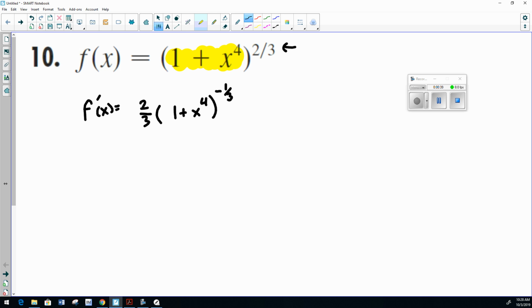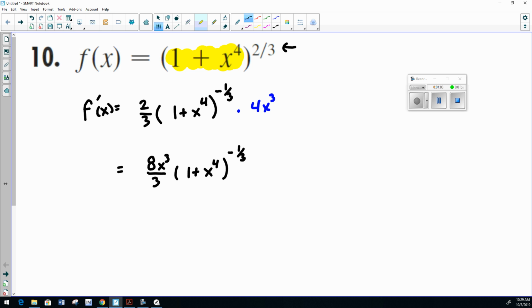So the chain rule, I'm going to be very consistent today, is always going to be in blue, okay? So if it's blue writing, it came from the chain rule. The derivative of 1 plus x to the 4th is 4x to the 3rd. So that's the answer. Now if I simplify, 4 times 2 is 8, x to the 3rd over 3, 1 plus x to the 4th to the negative 1/3.